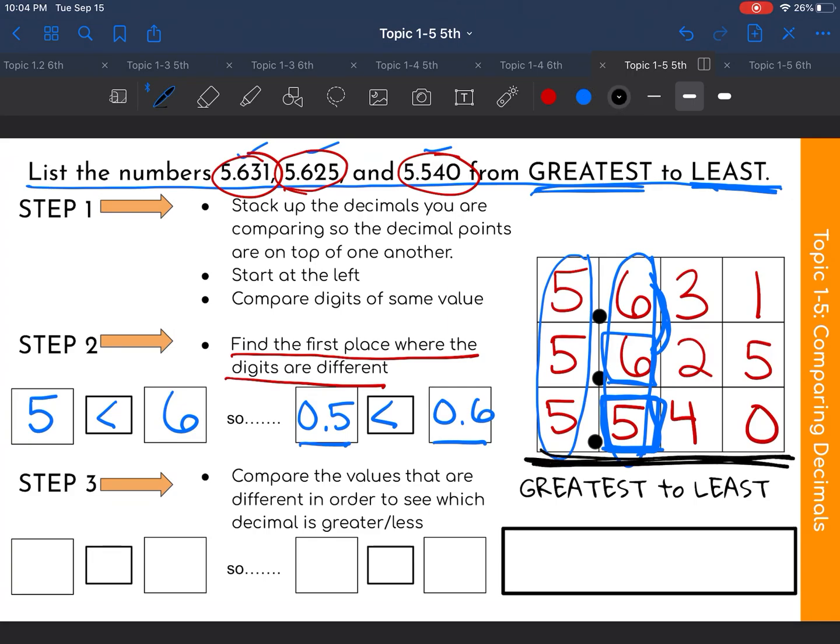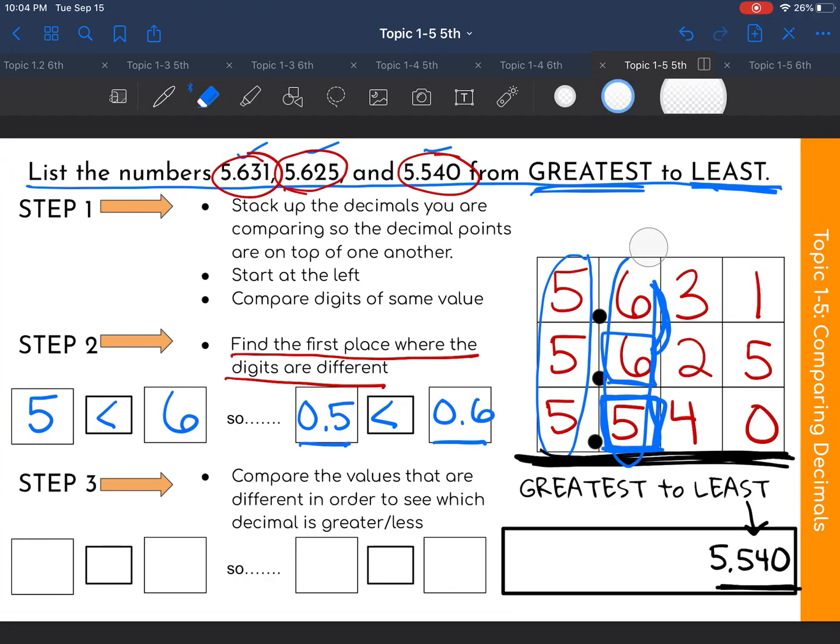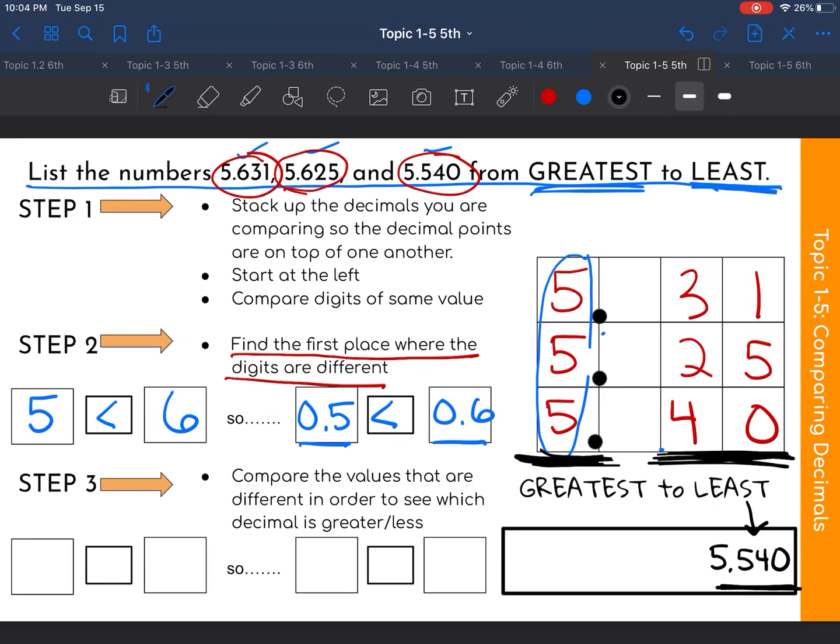So this number right here is the lowest number. So I'm going to write that because it's greatest to least. I'm going to write that over here on this side. So it will be 5 and 540 thousandths. So it's the least. Step 3, we keep comparing. I'm going to erase my marks here. All right, so we had a 6 and a 5.